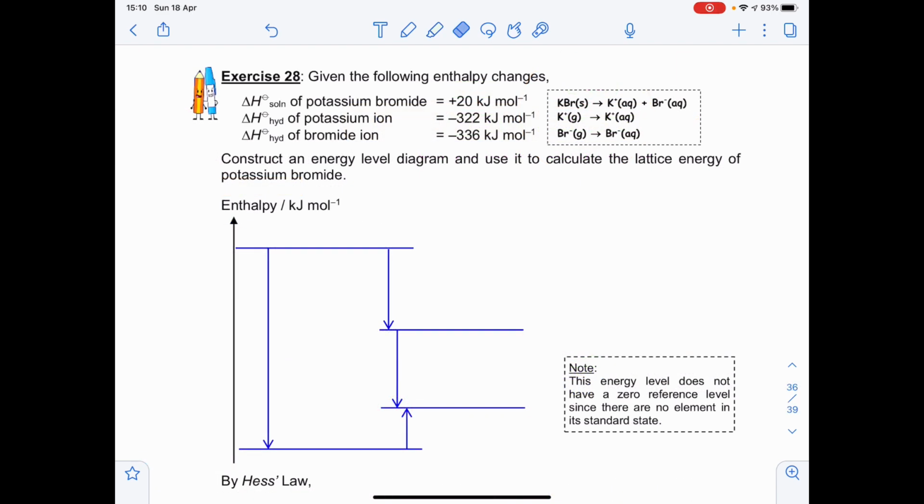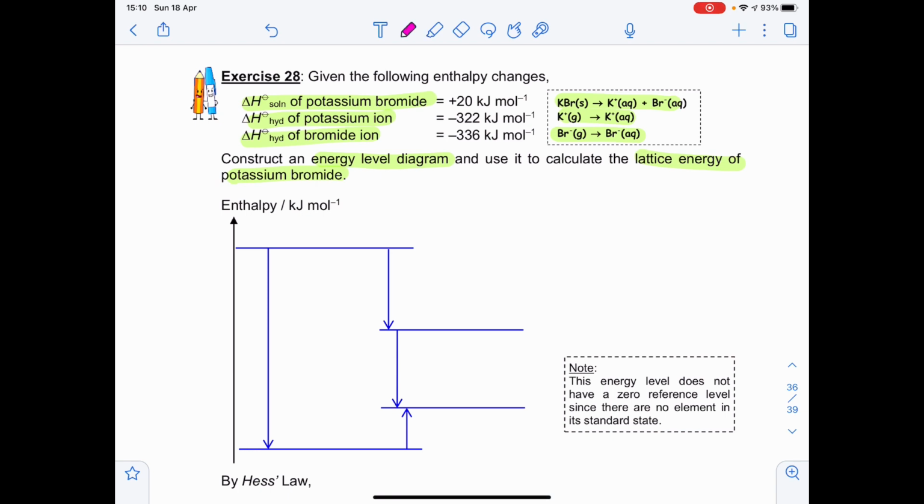Let's do exercise 28 together. You are given 3 enthalpy processes. Enthalpy change of solution of potassium bromide, this is the equation. Enthalpy change of hydration of potassium ion. Enthalpy change of hydration of bromide ion. You are to construct an energy level diagram and use it to calculate the lattice energy of potassium bromide.